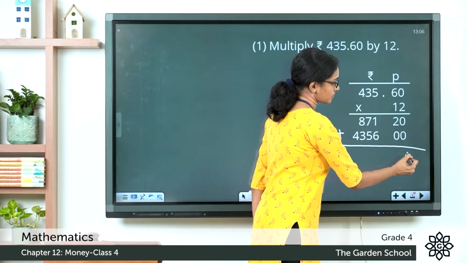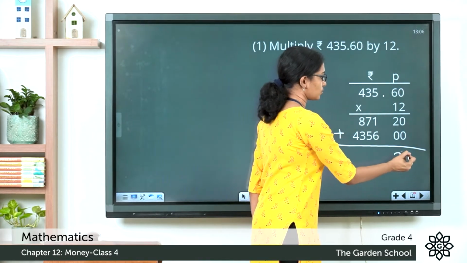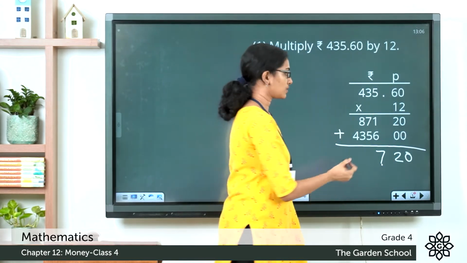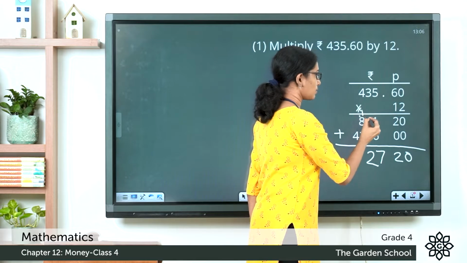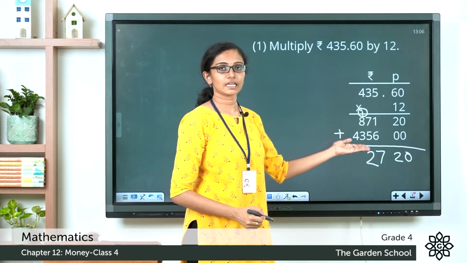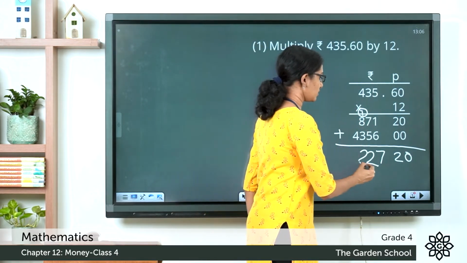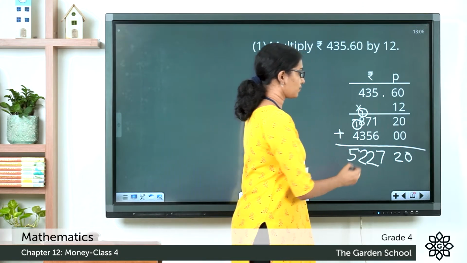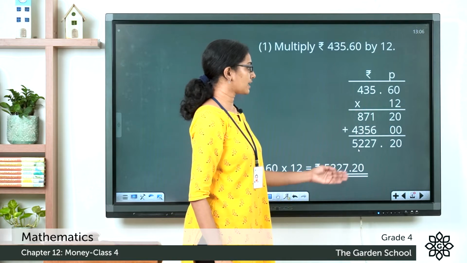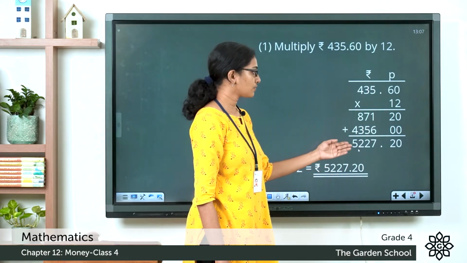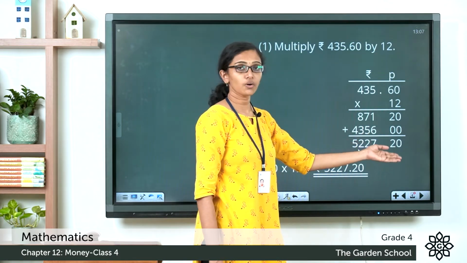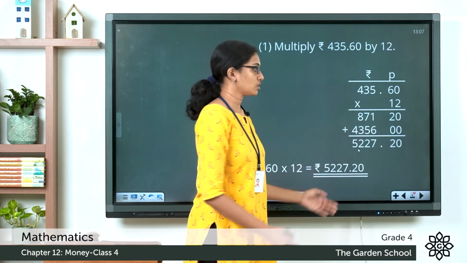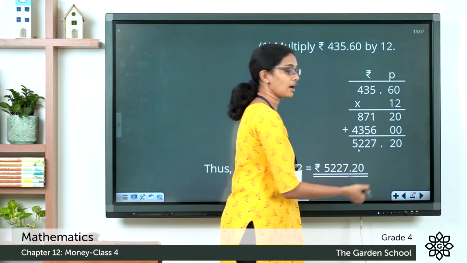Here it is 0, 2, 6 plus 1 equals 7. 7 plus 5 is equal to 12. I carry over 1 here. Now, 8 plus 3, 11 plus 1, 12. Again, a carry over and 4 plus 1 is equal to 5. So, what is the final answer? The final answer is 522720, and here we have put the dot after two places from the right.